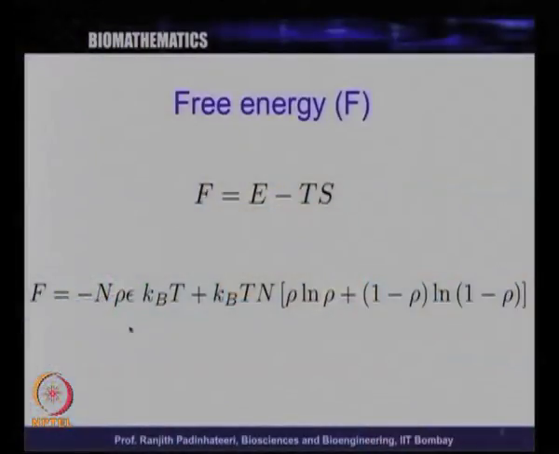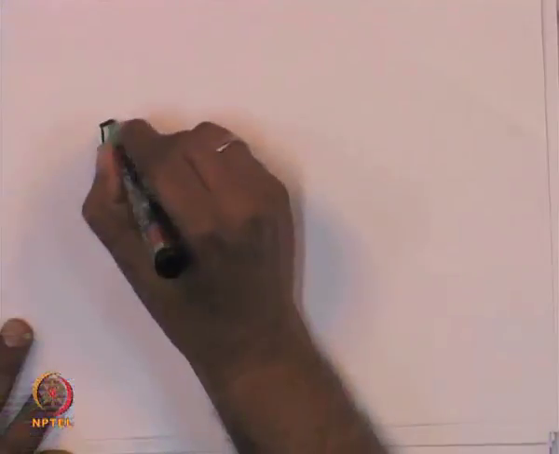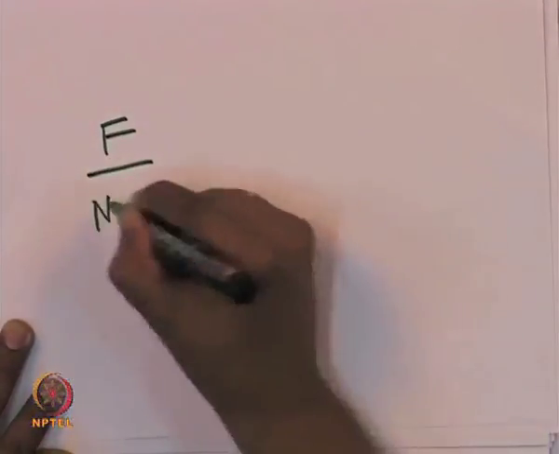So, before plotting, let us do some rearrangement. Look at here. What we have here is free energy, there is an n here, there is a kBT here, there is an n here, there is a kBT here. So, I can divide throughout by n and kBT, so that I get f by n kBT.